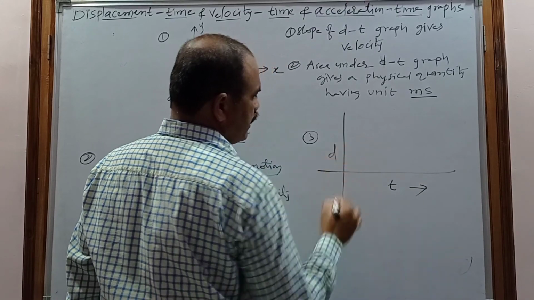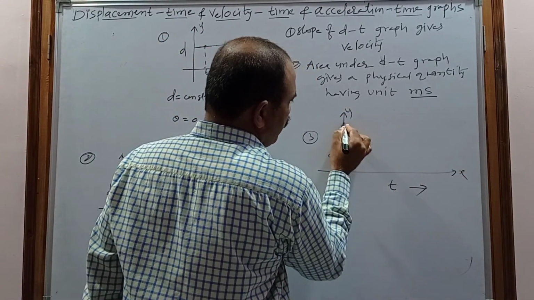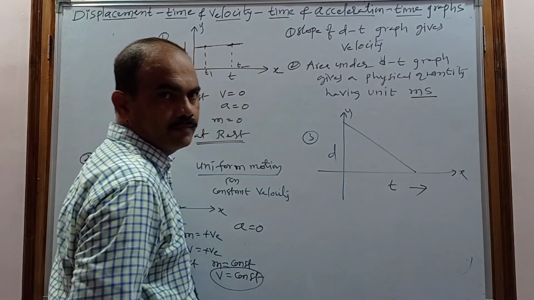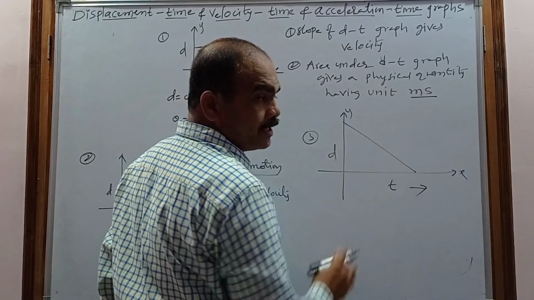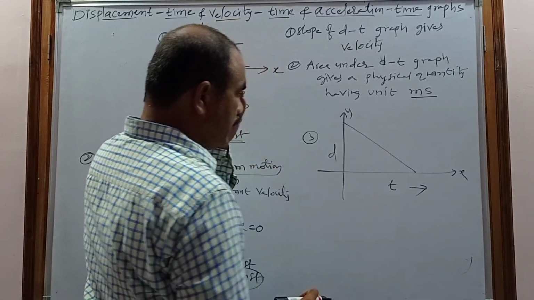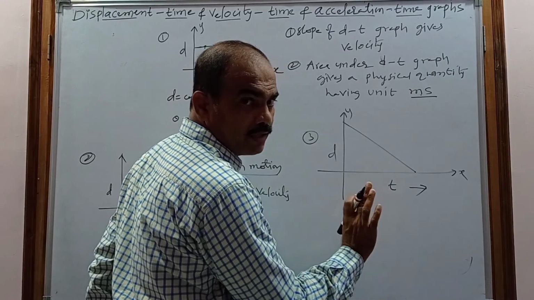Now coming to the next graph, taking time on the x-axis and displacement on the y-axis. If the graph is like this, when the time is increasing, the displacement is decreasing. The displacement is what here? Decreasing. That's why it has a negative velocity.